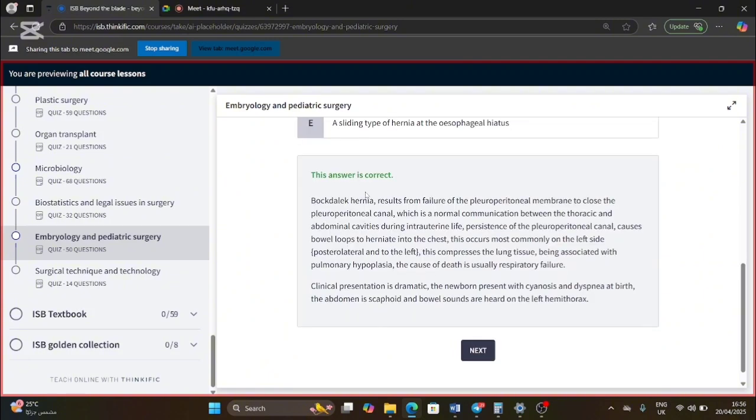Yeah, that is the correct answer. They're talking about Bochdalek hernia, right? Which is a defect in closure of the pleuroperitoneal membrane. Normally, into this pleuroperitoneal canal, the lungs grow. The lungs are derivatives of what, by the way? They are derived from which embryological structure? They are derived from the foregut tube, right?